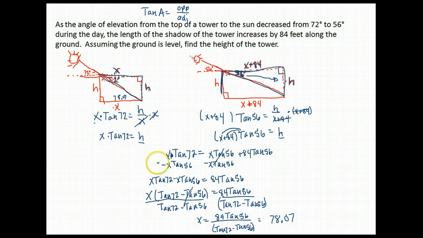That's our h. So now we're going to take that back up here, where we knew h was equal to x times the tangent of 72. I now know that x is approximately 78.07. Again, rounding will change your answer just a bit, but you should be close. So if I multiply those, 78.07 times the tangent of 72, I get about 240.3 feet.